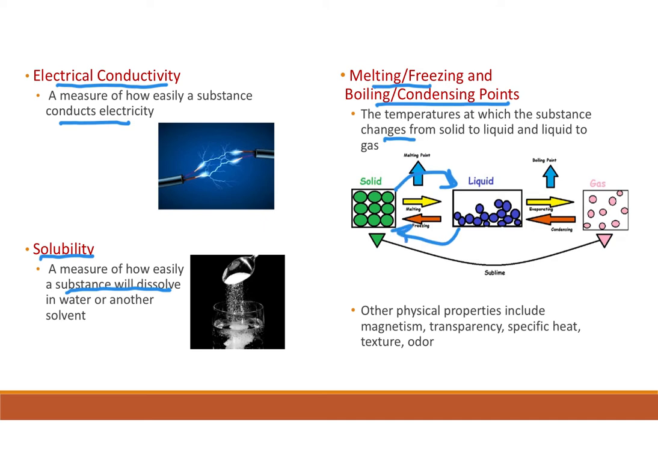Other physical properties include magnetism, or how transparent a substance is, what its specific heat is, that's how much heat energy it absorbs before it changes temperature, perhaps its texture or its odor. These are all examples of physical properties.